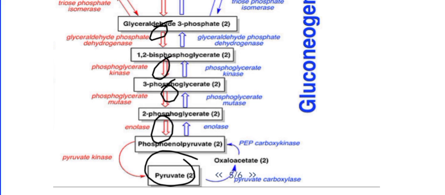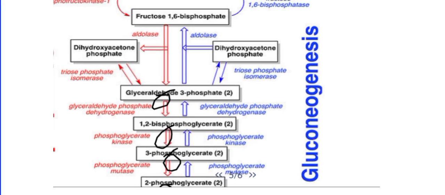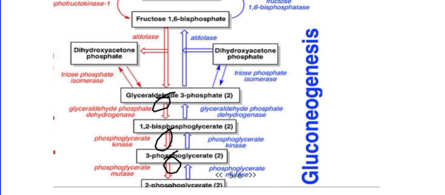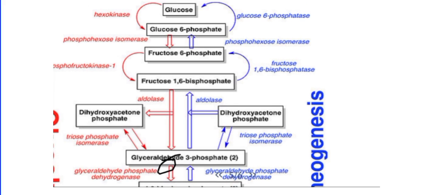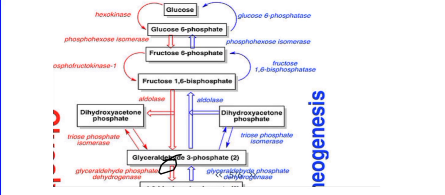So phosphoenolpyruvate is going to become 2-phosphoglycerate by the same enzyme, enolase. 2-phosphoglycerate is going to become 3-phosphoglycerate by the same enzyme, the mutase, and so on and so forth. So the same thing is going to happen. The only difference that you're going to see between glycolysis and gluconeogenesis is at the steps that are not reversible. The irreversible steps, you're going to see a difference. All the reversible steps, everything remains the same.